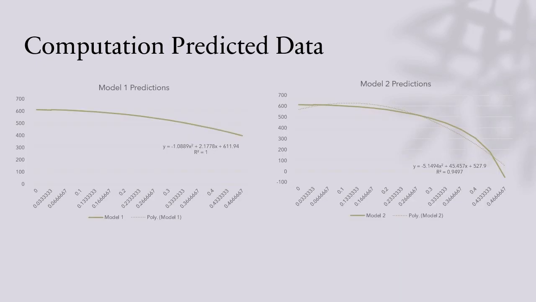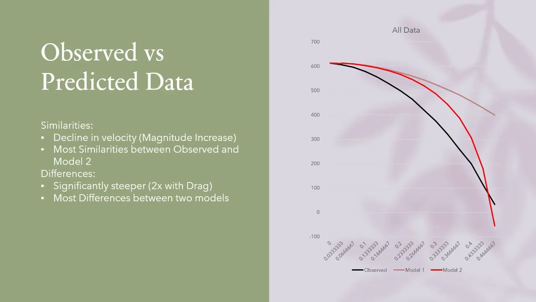Here you can see the results of my predicted data. Although both graphs have a declining slope, the slope for model 2 declines much faster. Here you can see all three data sets overlaid into one graph. One similarity between all the graphs is that they all see a decline in velocity, which means that the magnitude increases in the negative direction. The most similar models are the observed model and model 2. Some differences are that some of the slopes are significantly steeper, particularly the ones with drag or the observed model. The most differences can be seen between the two prediction models.